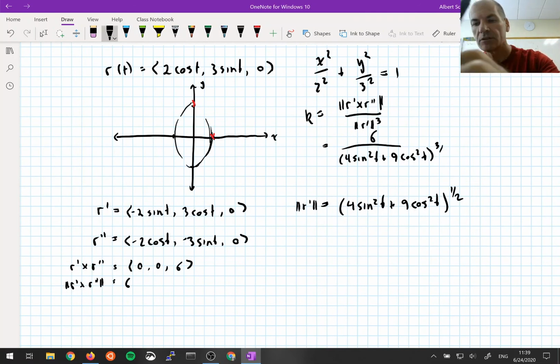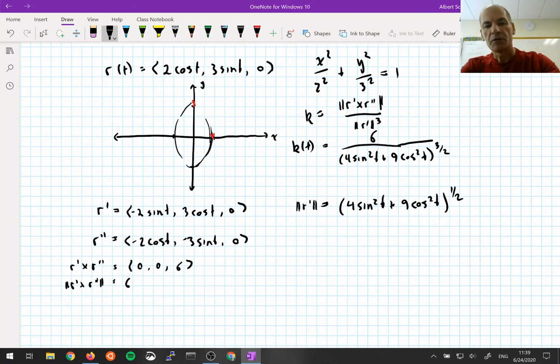to the 3/2. And you might say, hey, where did that 3/2 come from? Well, I've got a 1/2 here, and I've cubed it. So that comes together as 3/2 in the exponent. This is kappa as a function of time.